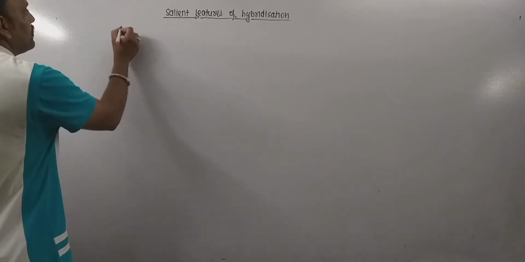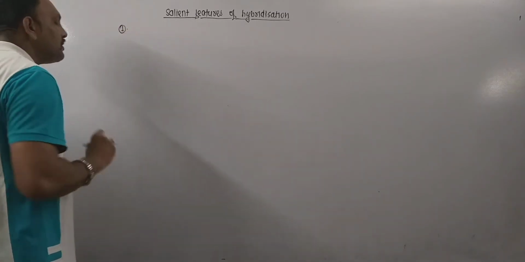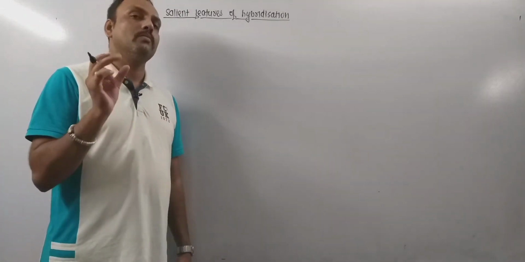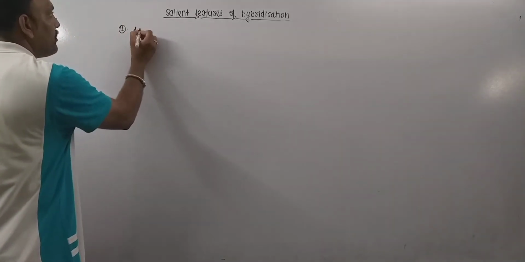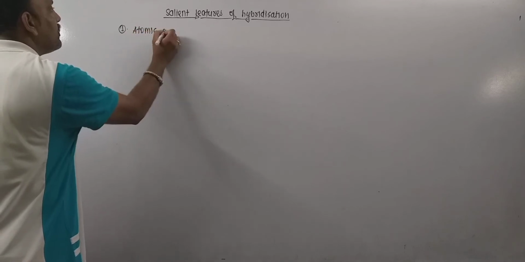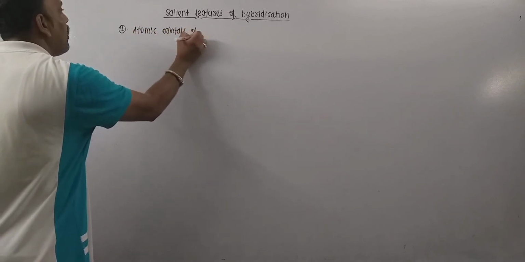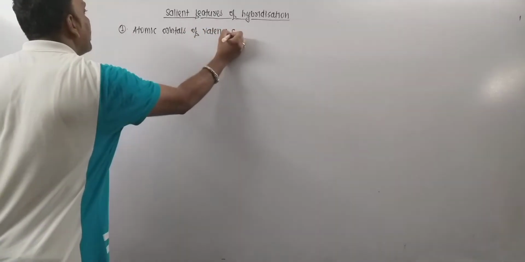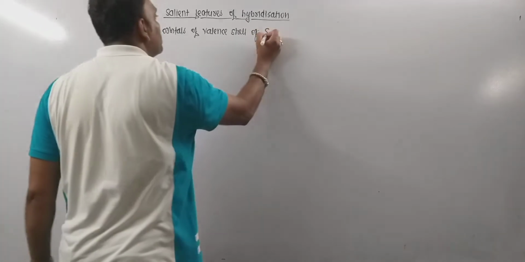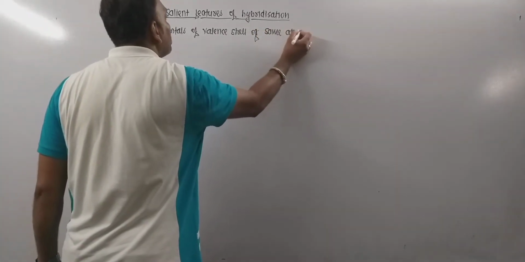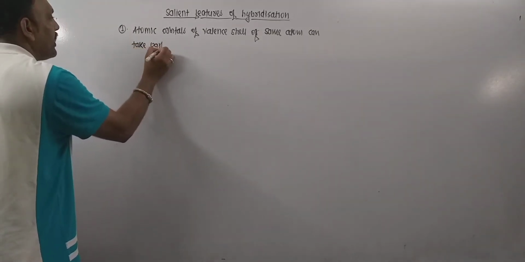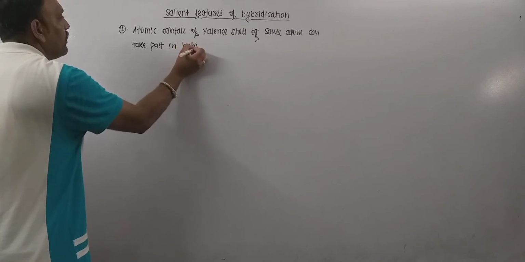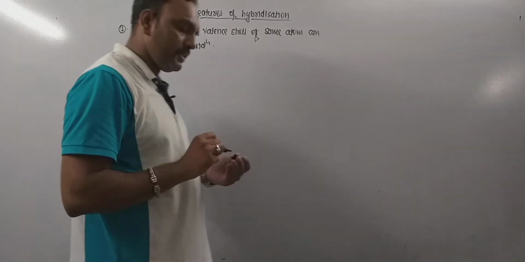So the very first point to be noted is that the atomic orbitals of the same atom, that too belonging to the valence shell, can participate in the process of hybridization. So the very first thing is that the atomic orbitals of the valence shell of the same atom can take part in the process of hybridization. This is a very important thing.